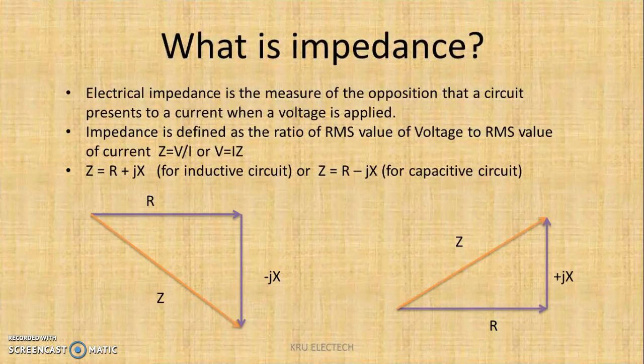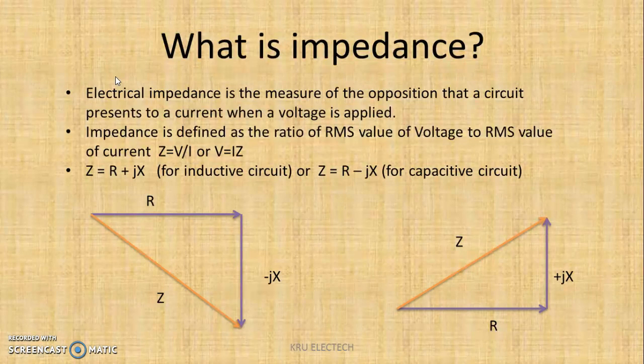Now let us see what the impedance is. We already saw the impedance triangle earlier, from all the drops: resistive drop, reactance drop, and the total circuit drop. So what is the definition? Electrical impedance is the measure of the opposition that a circuit presents to a current when a voltage is applied.